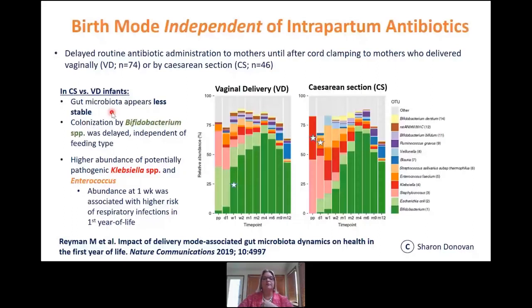In cesarean-delivered infants, the gut microbiota appears less stable, and colonization with bifidobacterium is delayed. If you look particularly at 1 and 2 weeks and compare these bars, we see a higher abundance of potential pathogens such as Klebsiella and Enterococcus. They followed these infants to a year and found that the relative abundance of these two at 1 week of age was associated with a higher risk of respiratory infections in the first year of life. So there are potential health impacts of these differences. The take-home message is that even with antibiotic exposure removed, cesarean delivery does impact the microbiota, and it can persist.